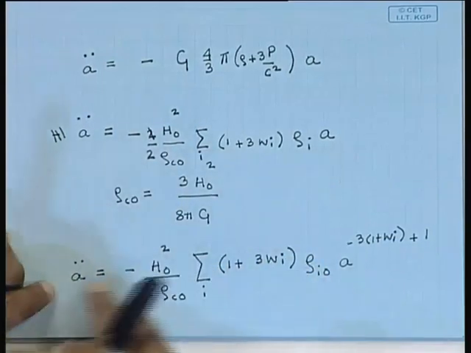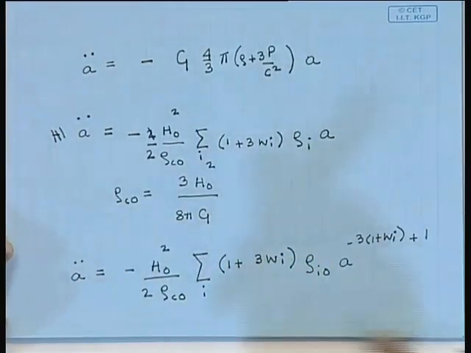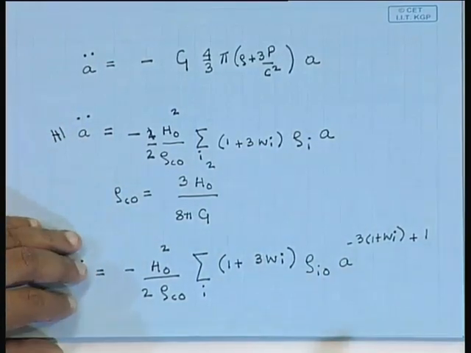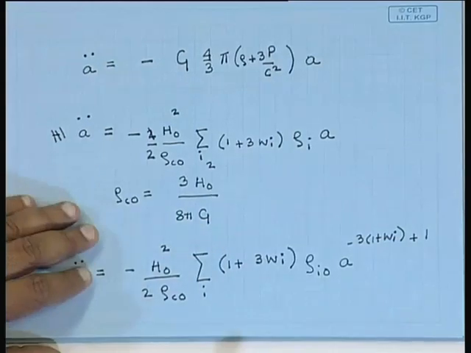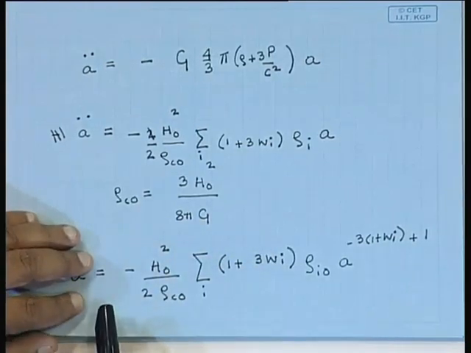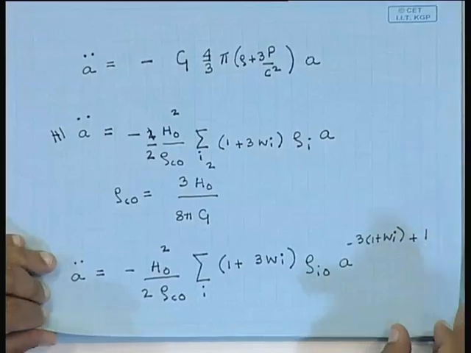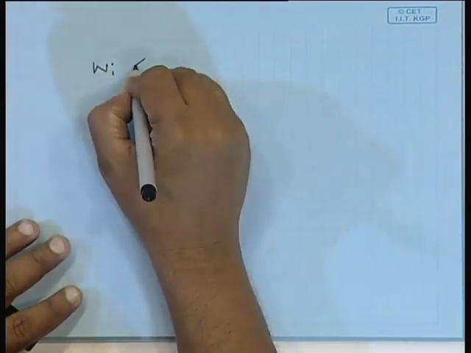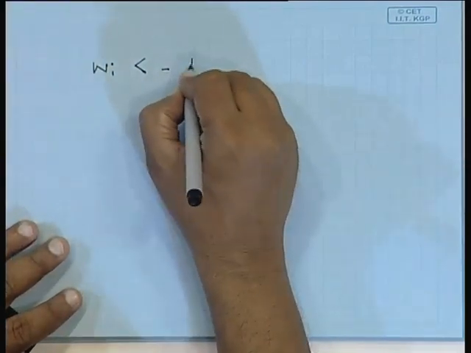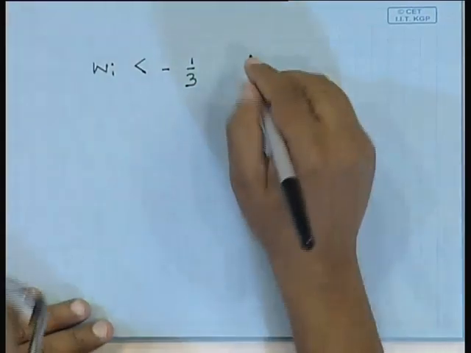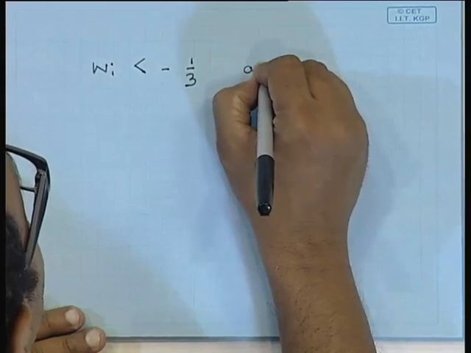If this thing in the bracket is negative, then the gravitational force, instead of being attractive, is going to be repulsive. Okay, there is this possibility. So the question arises, for what value of w is this possibility going to occur? If for a component w_i is less than minus 1 by 3, this is going to cause acceleration instead of deceleration.